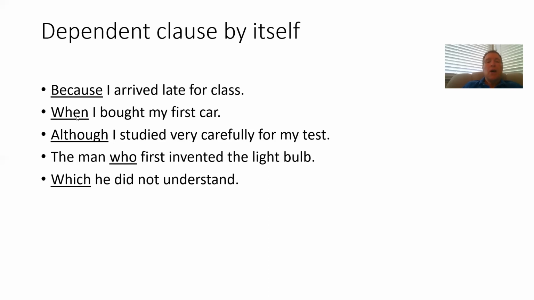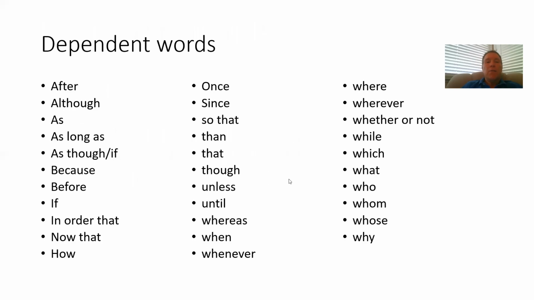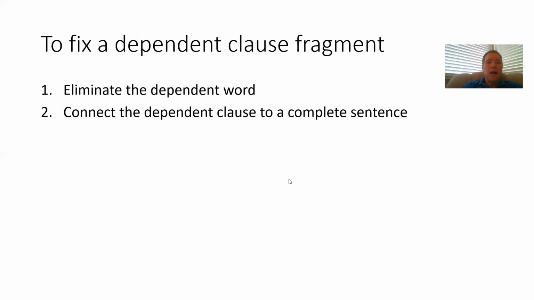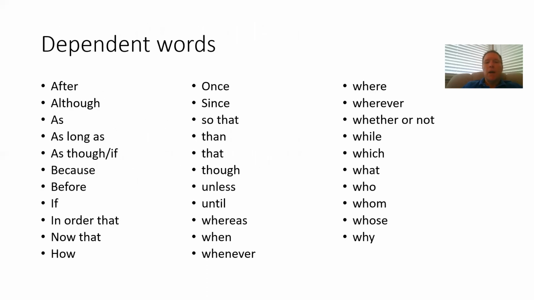And all of these are dependent clauses by themselves. When I bought my first car, although I studied very carefully for my test, the man who first invented the light bulb, which he did not understand. All of these are fragments because they have these dependent clauses by themselves. So these are very common. And to repair these, again, very simple. Just to review, this is your list of dependent words. There's also a list on your Canvas website. And these are the words that will turn an independent clause into a dependent clause.